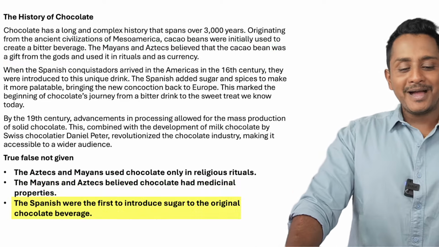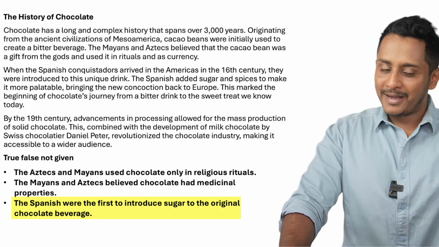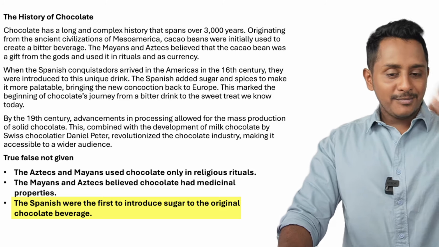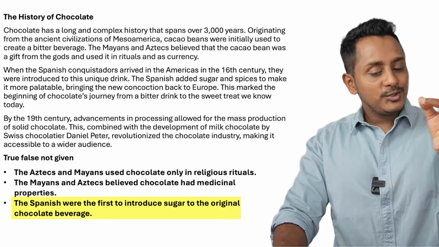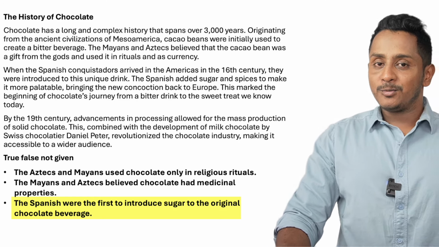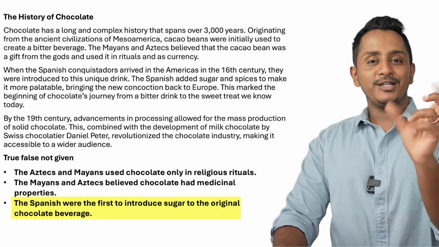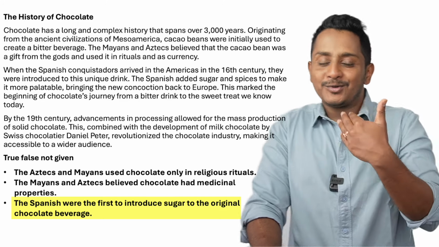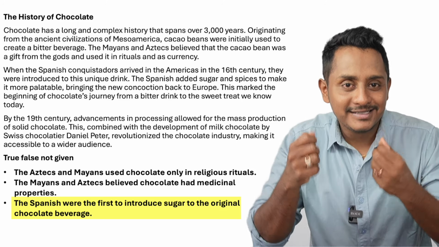The third one: the Spanish were the first to introduce sugar to the original chocolate beverage. When the Spanish arrived in the Americas in the 16th century, second paragraph, they were introduced to this unique drink. Spanish added sugar and spices to make it more palatable, bringing the new concoction, new variety, new dish back to Europe. Means this is something new, means they were the ones who did this for the first time.